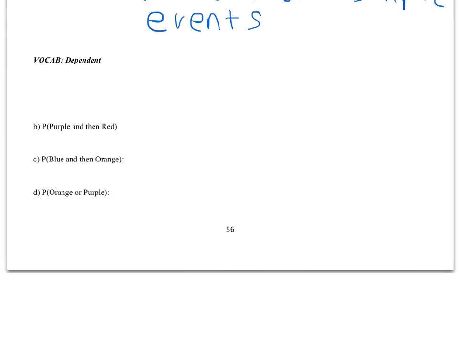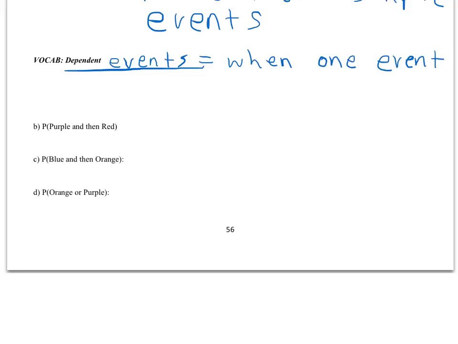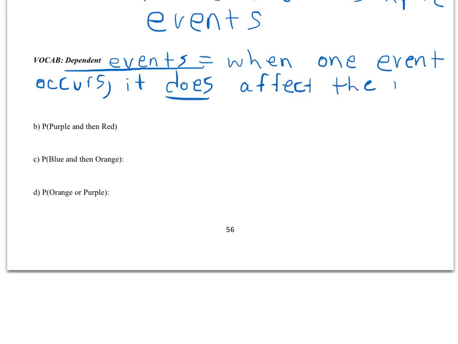Next, vocab, dependent events. Let's actually write events here. Dependent events. Okay, it is simply this. When one event occurs, it does, and underline that, affect the probability, and write out the word probability. You guys should have more room than me. The probability of the next event. Okay, get that down.